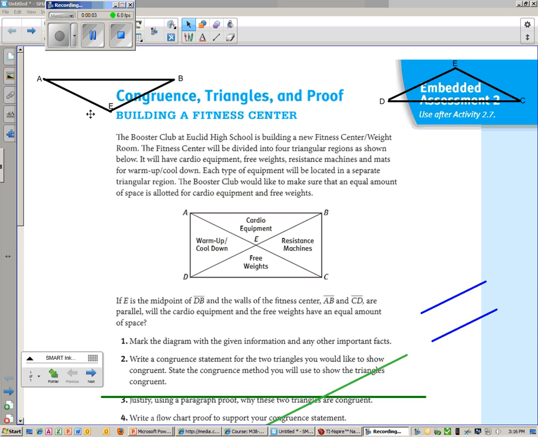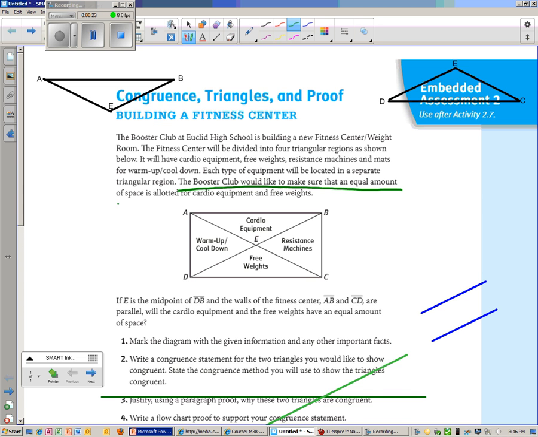All right, I'm going to give you some pointers on how to do this particular assessment. The main thing is trying to figure out exactly what it's asking you to do, and that's going to come in this sentence right here. So make sure when you read it, you key in on the cardio equipment, the free weights, and what it wants you to do. Okay?